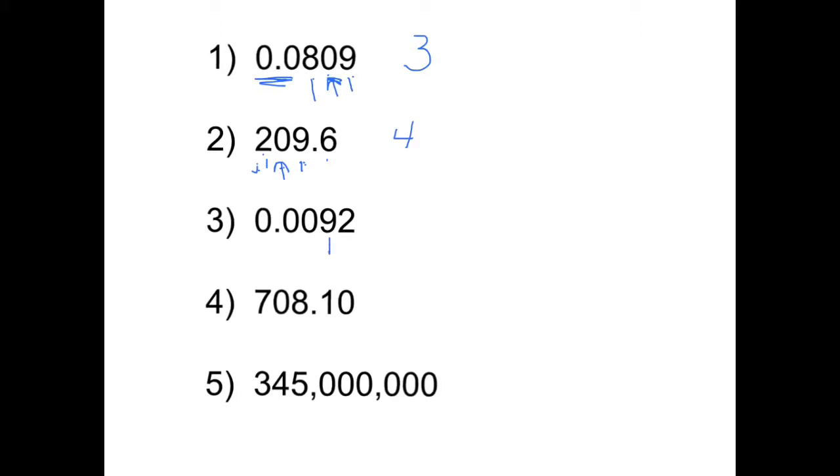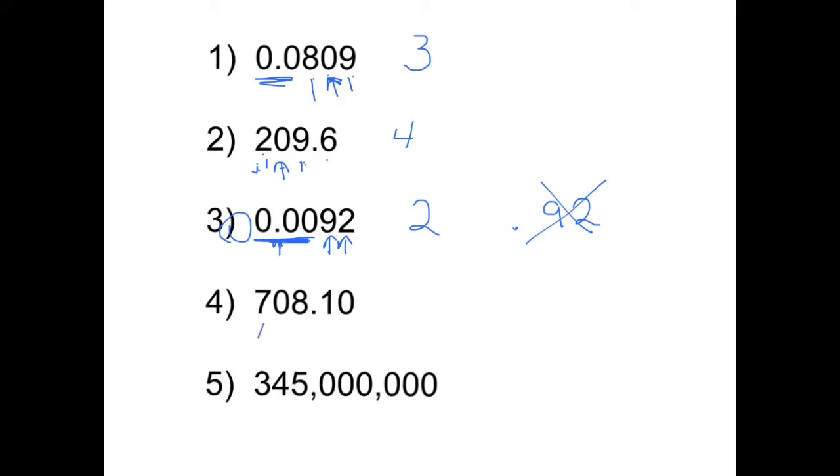Number 3, we have 2 non-zero digits, the 9 and the 2. We have 3 zeros that are called leading zeros. So even though there's a decimal place here, there's no non-zero digit in front of them, so they are placeholders. There is only 2 significant digits here. These are important because if we didn't have them, the number would be 0.92, which is not equal to 0.0092. So these zeros are important for placeholders, but they are not significant digits.